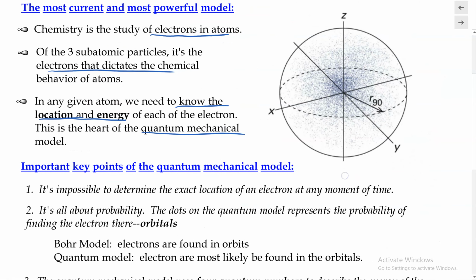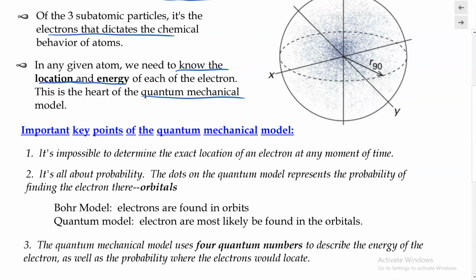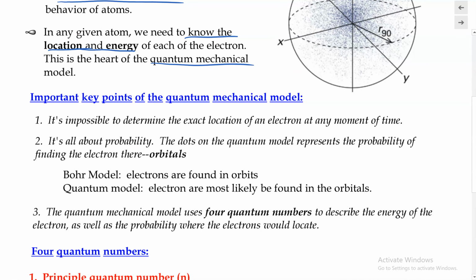Briefly, this is what the quantum mechanical model of the atom looks like. It includes this spherical shape right here with a lot of dots in it, and we'll go over the meaning of these dots in a little bit. And here are the summarizing key points of the quantum mechanical model.